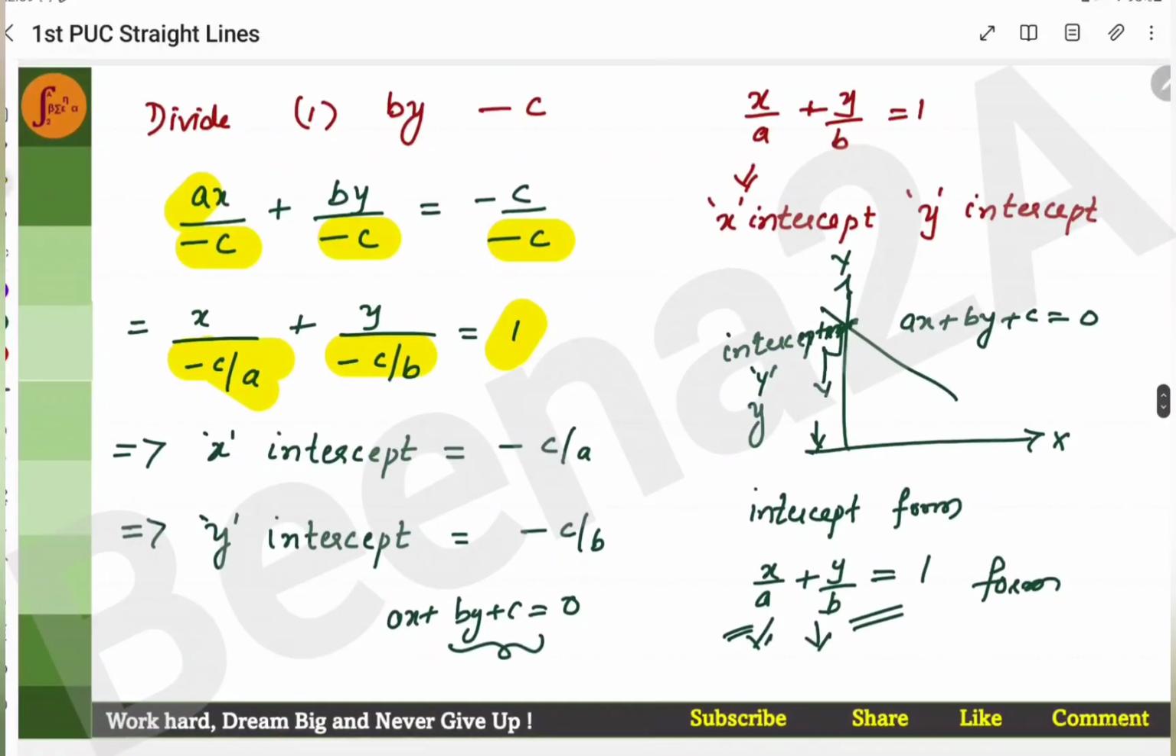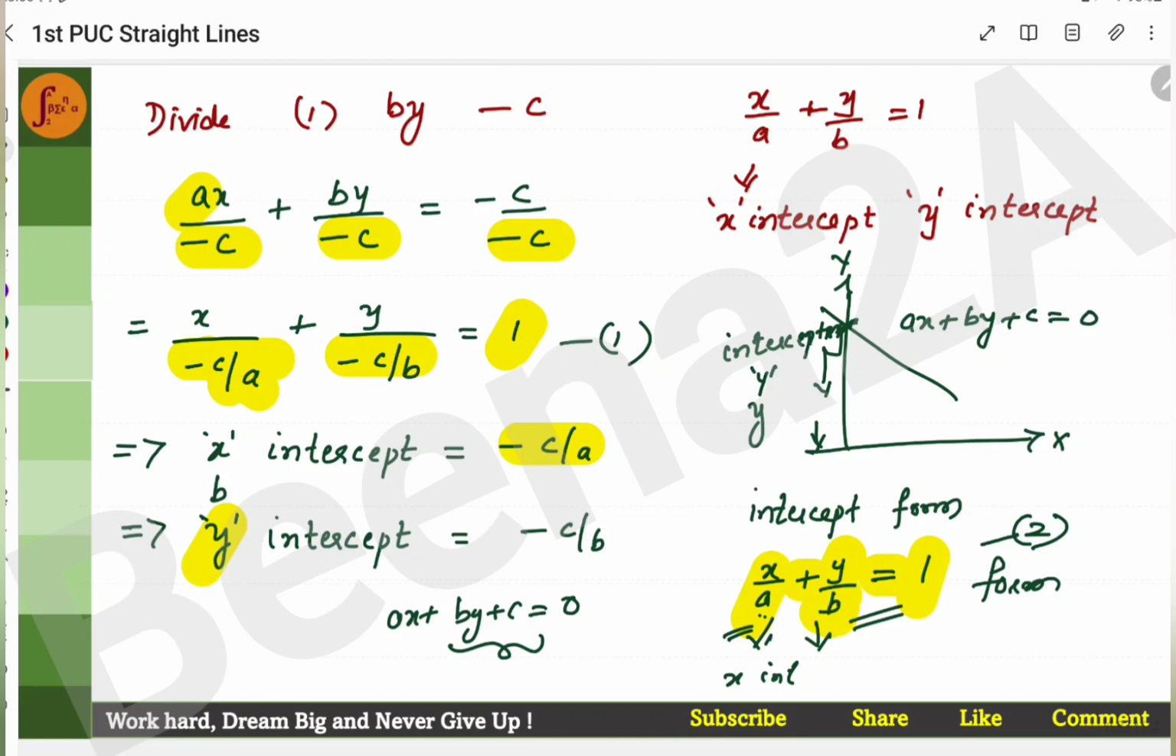Now if you notice, this is of the form x by a plus y by b is equal to 1. See here, x by a, y by b is equal to 1. So which means, if you look at both these equations, this a here, which is the x-intercept, is equal to minus c by a. And the y-intercept, this b, is nothing but the y-intercept.